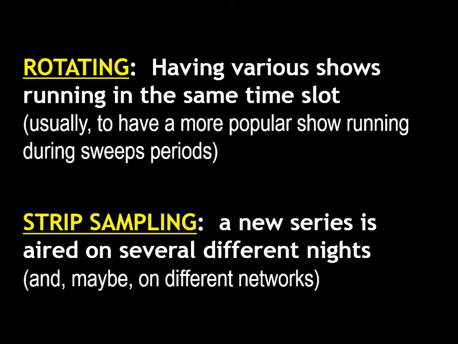Strip sampling is a new series that is aired on several different nights and sometimes on different networks as well. So this strategy would involve, say, airing a new show Monday night on NBC, and then on Tuesday night, either airing the very same episode or a different episode of that show on USA Network or on Universal Network, in order to create interest in the show, but also create interest in the different networks that company owns.